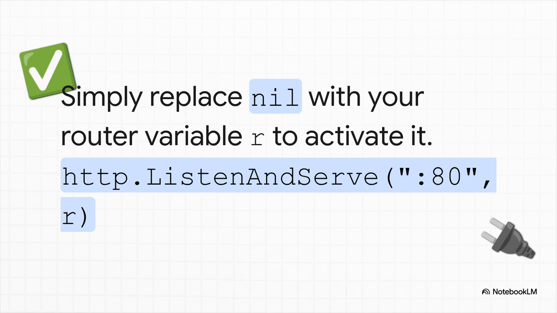And here it is, the final piece of the puzzle. To activate our powerful new router, we simply replace that nil with our router variable, r. And that's it. That's the whole switch. Now every single incoming request will be handled by Gorilla/Mux, and all of our smart, dynamic routing rules will apply.